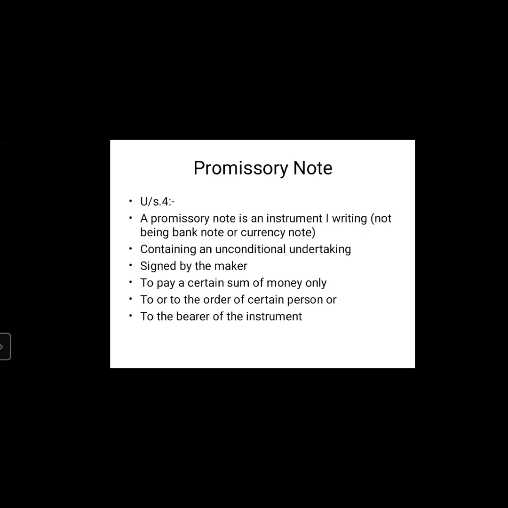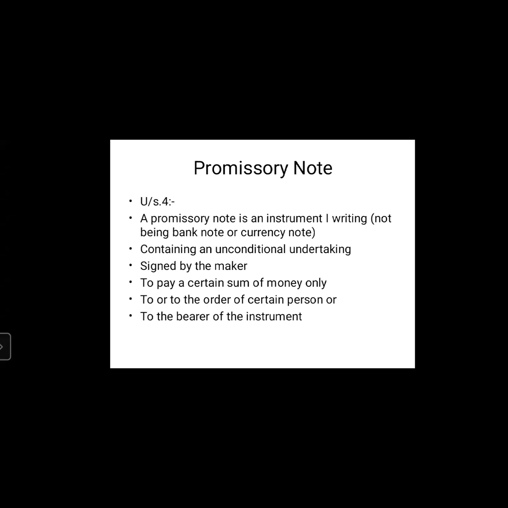The amount should be certain. I promise to pay Mr. B a sum of 5,000 rupees. Then we can say that the amount is certain, right? So it is very simple. Very good.